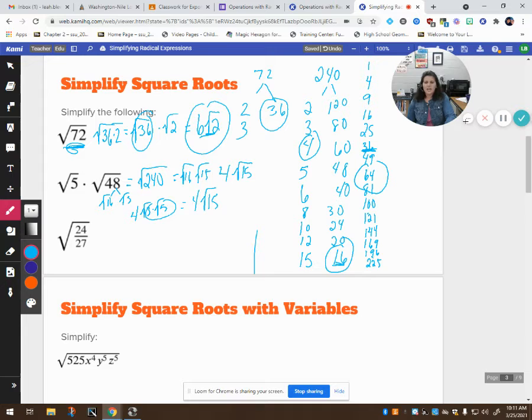All right, so let's look at 24 divided by 27. The square root of 24 over the square root of 27. Well, I know that 27 is divisible by 9, and I know that 9 is a perfect square, so I want to use that.